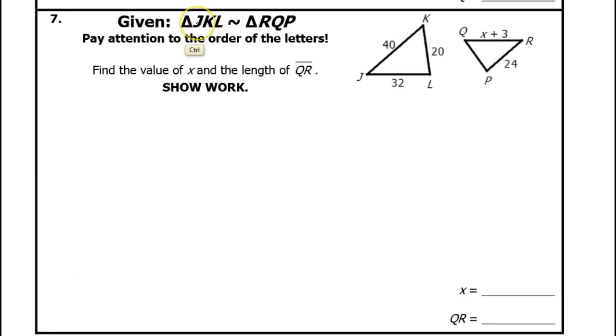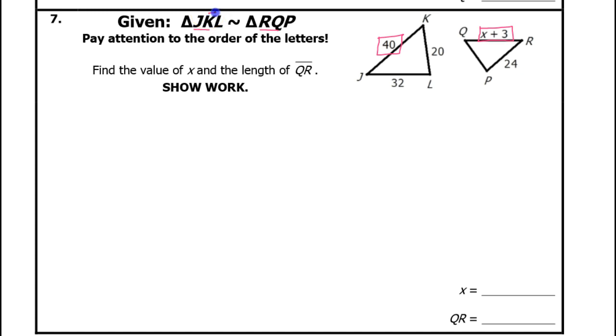Alright, problem number 7. Triangle JKL is similar to triangle RQP. The order of the letters tells us which sides are corresponding sides. For example, JK is first, so side JK must be proportional to side RQ. These are corresponding sides. JK is right here, and RQ is right here. So those are corresponding sides.